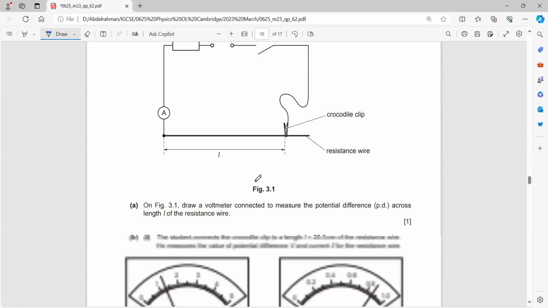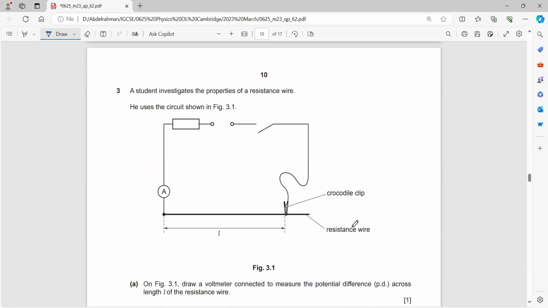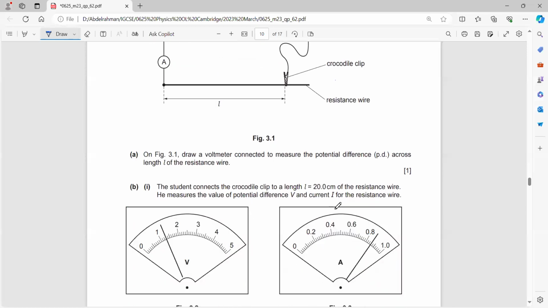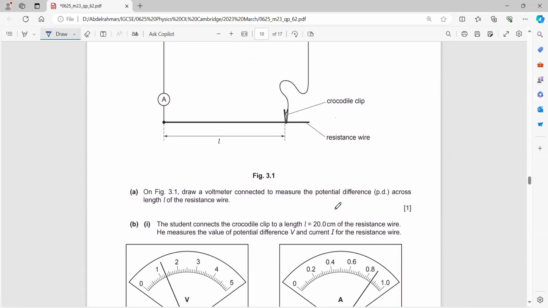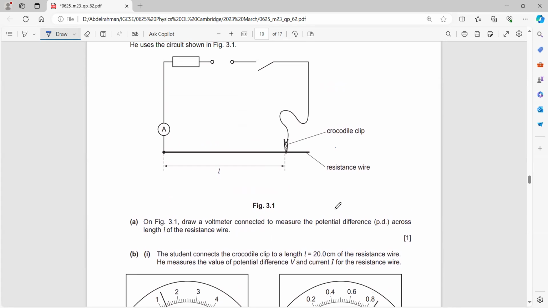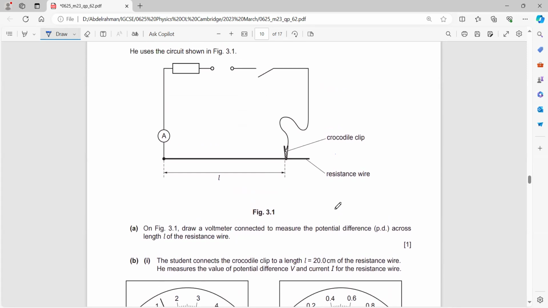Question 3. Again, we have a circuit with a length. On figure 3.1, draw a voltmeter connected to measure the potential difference across the length L of the resistance wire. How can I draw the voltmeter? Again, it has to be in parallel.